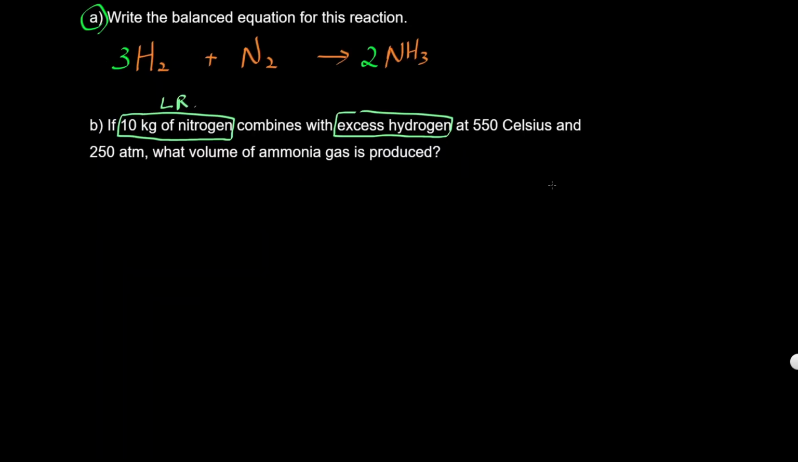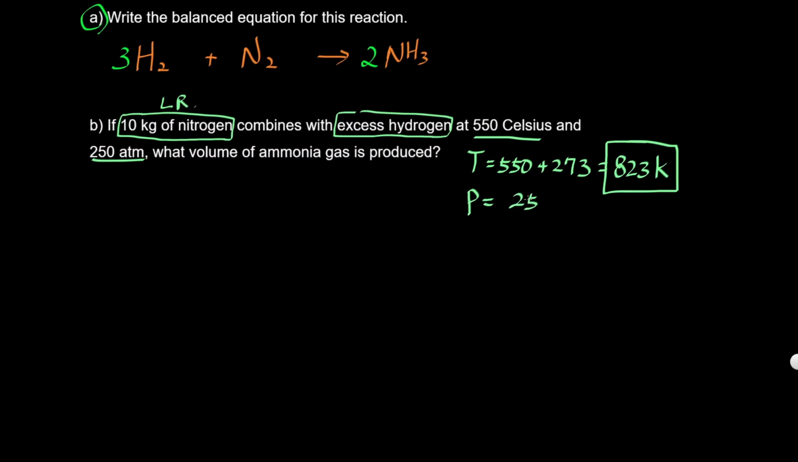We're given the temperature in Celsius, 550, which is pretty high, and then you have to change it to Kelvins. I'm just going to use 273. If your school teacher uses 273.15, go ahead and do that. It's going to be 823 Kelvins, so I have that temperature ready. And then, oh, it's nice, pressure is in ATM, so 250 ATM that I'm going to use.